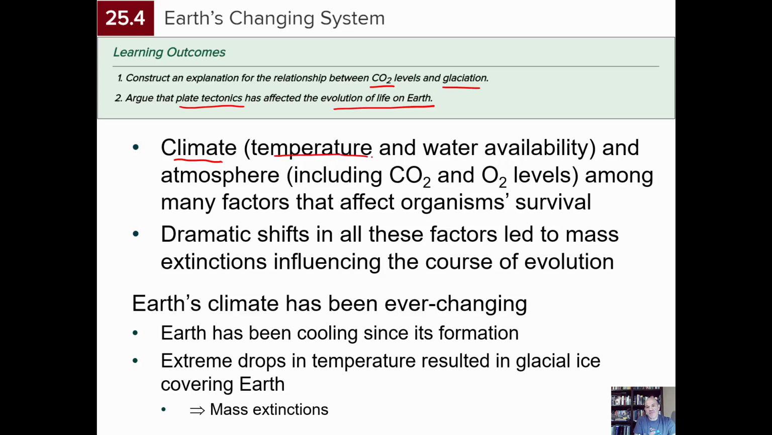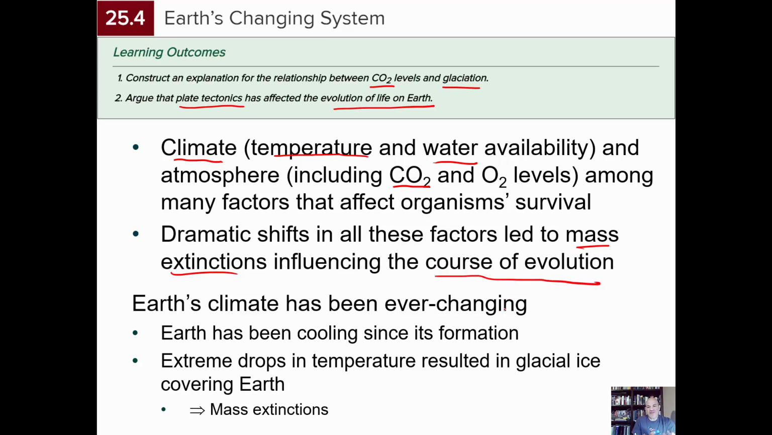Climate is long-term trends in both temperature and water availability, and that's connected to the atmosphere, especially levels of CO2. Carbon dioxide, we talked about in a prior section, is a greenhouse gas and can trap heat. So if you have an increase in CO2 levels, you have a warming of the planet. If you have a drop in CO2 levels, then that would be a cooling effect. And when you have major shifts in climate and in atmospheric levels of CO2, that can lead to mass extinctions. And mass extinctions do change the course of evolution on the planet.